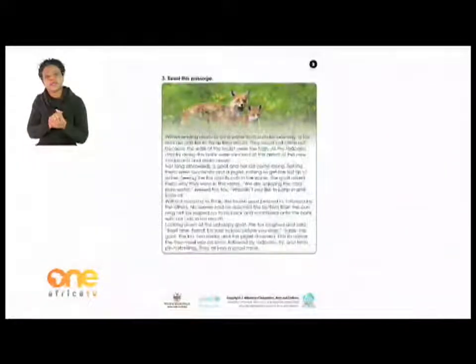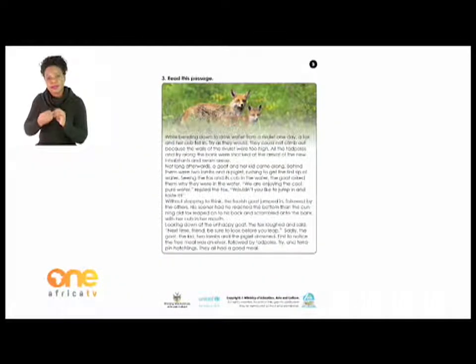Let's turn to page 5. Activity three, it says, read this passage. And obviously, at the end of the passage, there are some questions to be answered. Now, let me read for you the passage first. While bending down to drink water from a rivulet one day, a fox and a cub fell in. Try as they would, they could not climb out because the walls of the rivulet were too high.